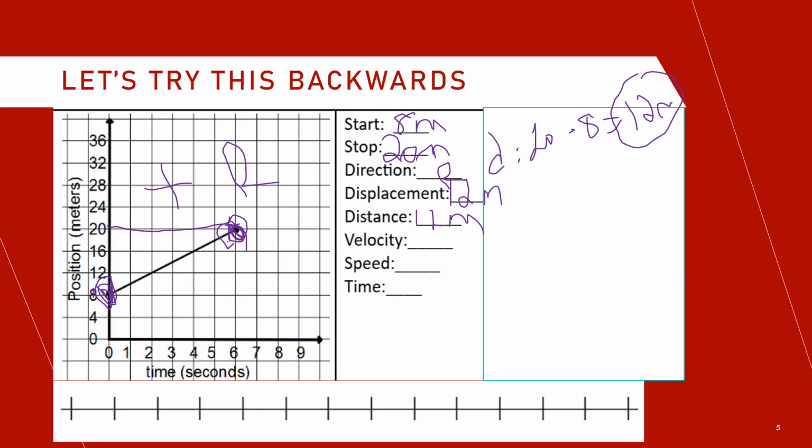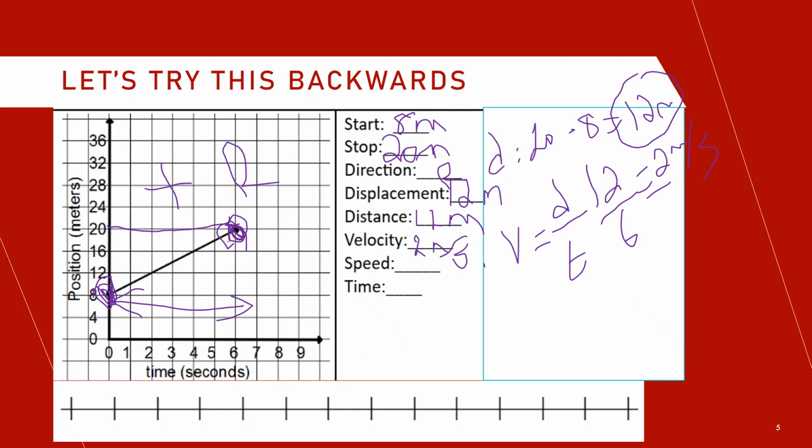And we know that our velocity is going to be my displacement over time. My displacement is 12. My time is a total of, notice, 6 seconds. So 12 over 6 is 2 meters per second. So my velocity is 2 meters per second to the right. My speed is 2 meters per second. My total time is 6 seconds.